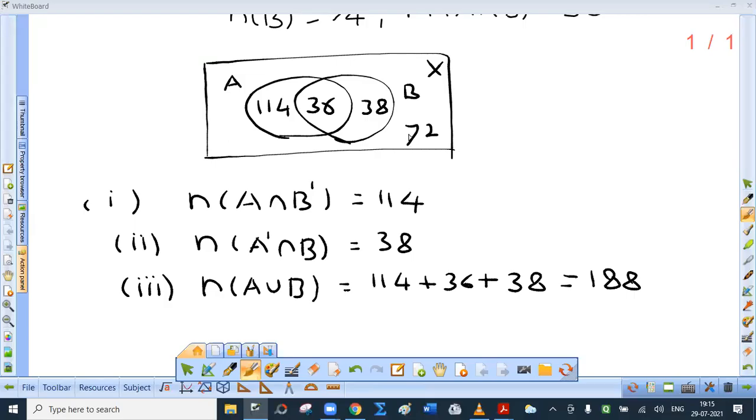Actually, this number is not asked, but it should be 72 and not 12. Because out of 260, n of A union B is 188. So 260 less 188, not 12, 72. Now this is correct.